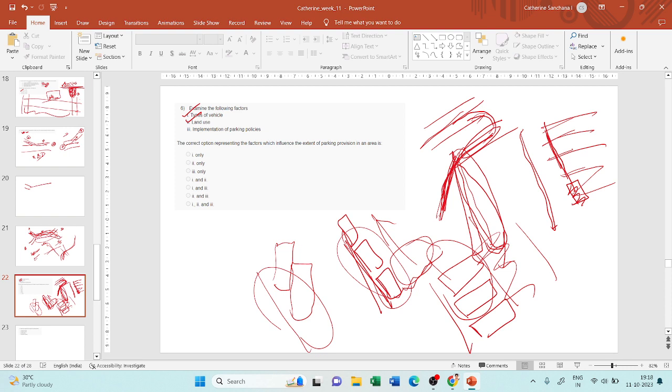And implementation of parking policies also matters. Based on whether it is paid parking or free parking, mostly people tend to go to free parking, right? So the parking provision will also depend on the implementation of such policies. So this is a very simple and logical question. The answer to this is 1, 2 and 3, all the three options.